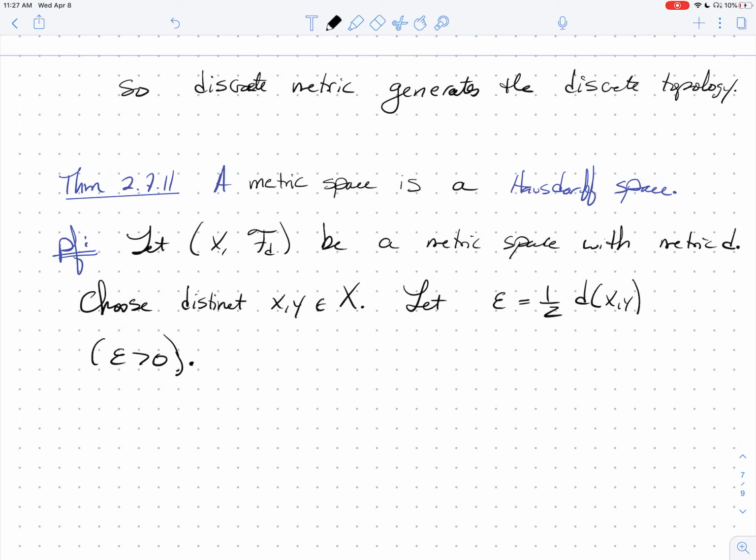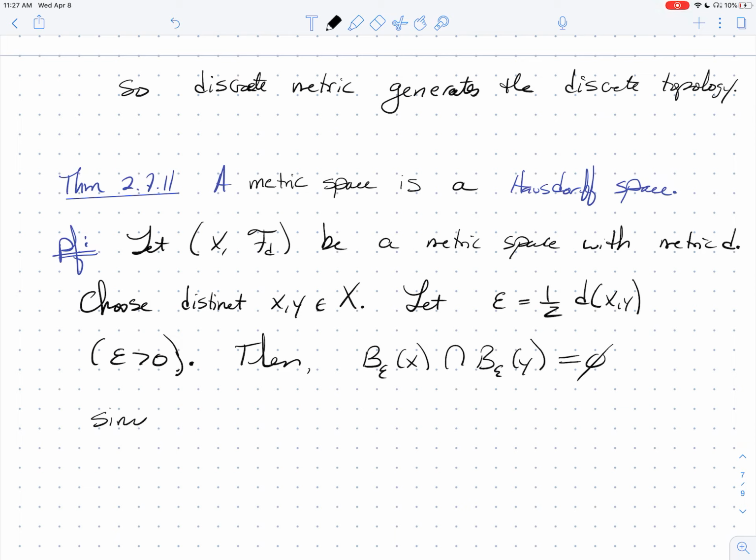All right, so then I claim that the ball of radius epsilon around X intersect the ball of radius epsilon around Y is empty. That's what we're trying to show, by the way. We're trying to show that anytime you have distinct points, there are disjoint neighborhoods of those points. That's what it means to be Hausdorff. So I'm claiming that's true, and if I can show this, I'm done, but I actually have to explain why that's true. I can't just say it's true and then move on.